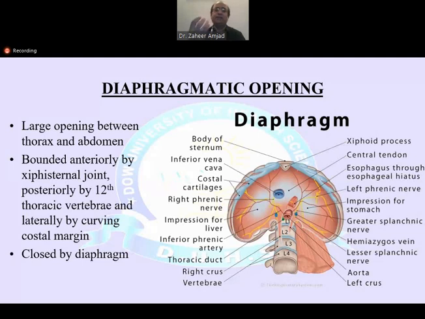It is pierced by large openings. Rather, there are two large openings, one for the inferior vena cava at the level of T8, one for the esophagus, and the aorta passes behind the diaphragm at the level of T12 vertebra. There are other small openings for the passage of other vascular structures and the nervous structures. So the lower boundary of the thorax is the diaphragm, which is a mobile structure, an inspiratory muscle, which is innervated by the phrenic nerve.